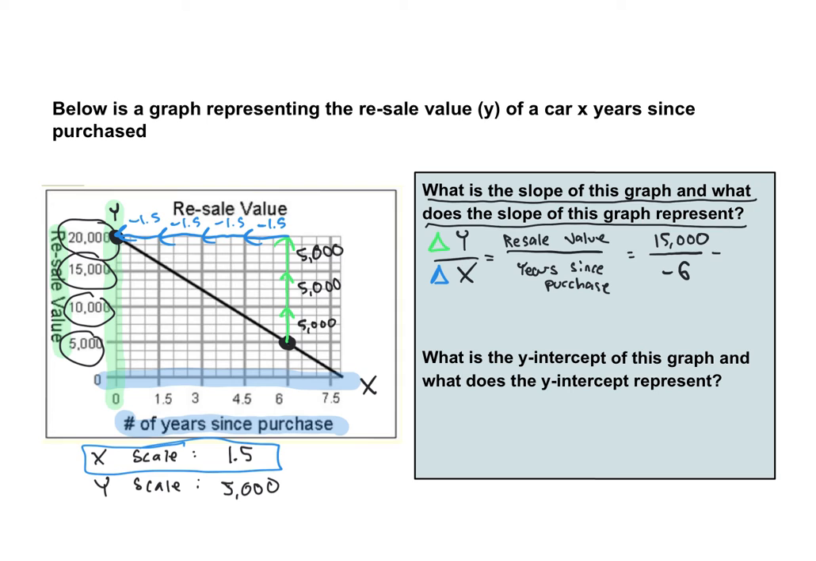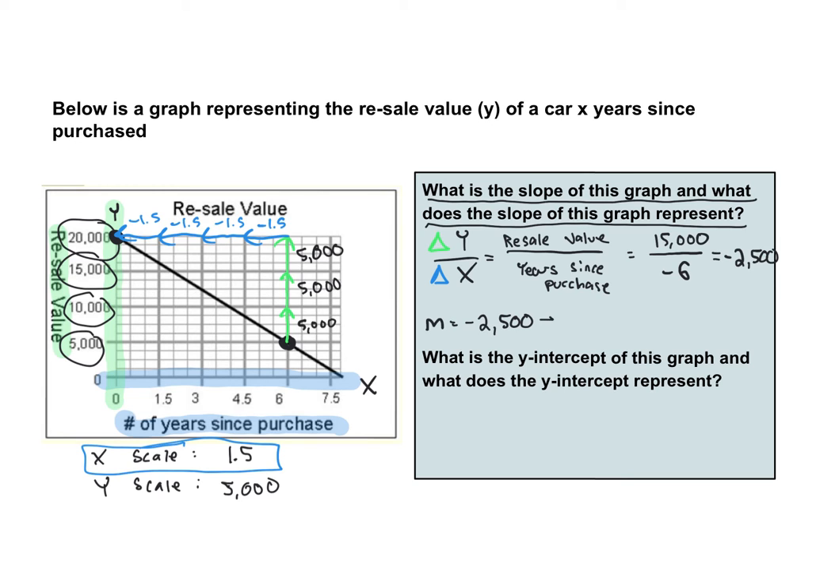And then I can simplify this ratio. Positive 15,000 divided by -6 is -2,500. That means that my m in y equals mx plus b is going to be -2,500. And what this means is that my resale value drops $2,500 every year since purchase.